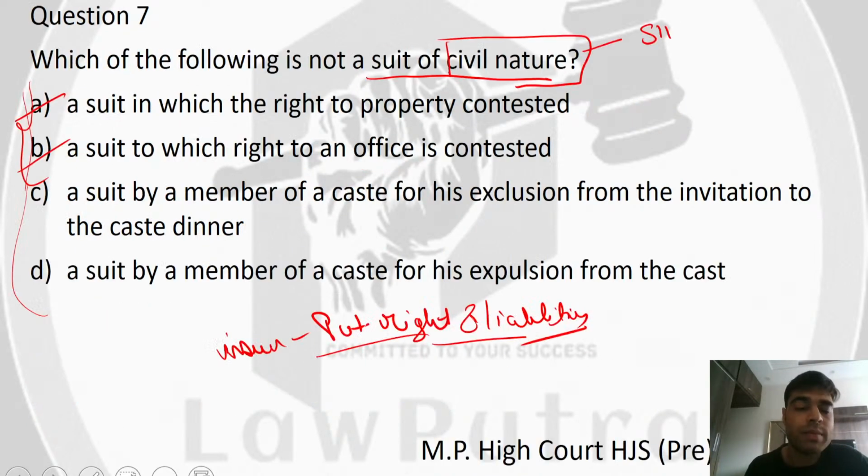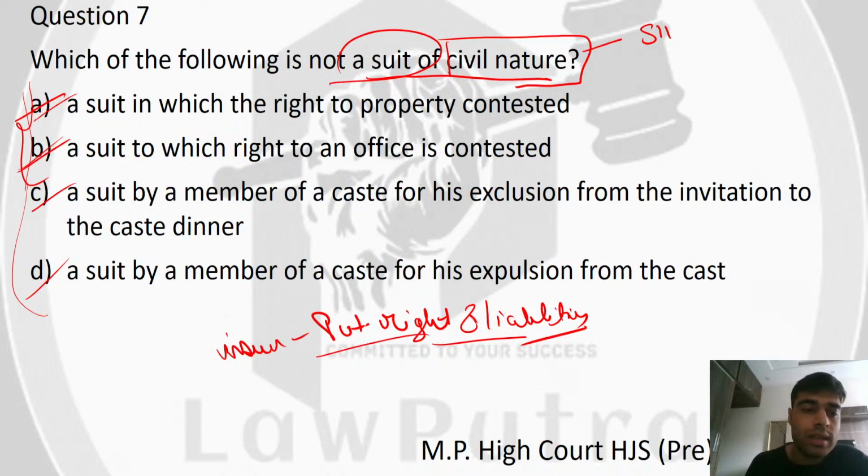These are expressly given in section 9. So these are basically suits of civil nature, so automatically these can be eliminated. We have one which is not a suit of civil nature, because section 9 expressly gave it. So now we are only left with these two options.